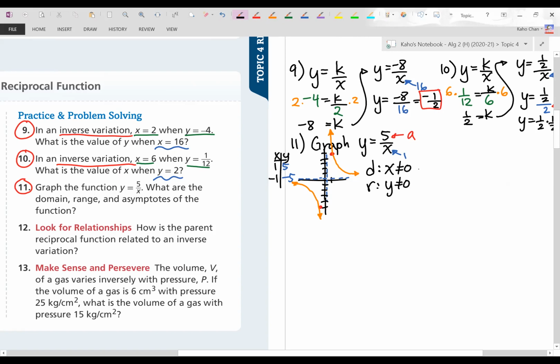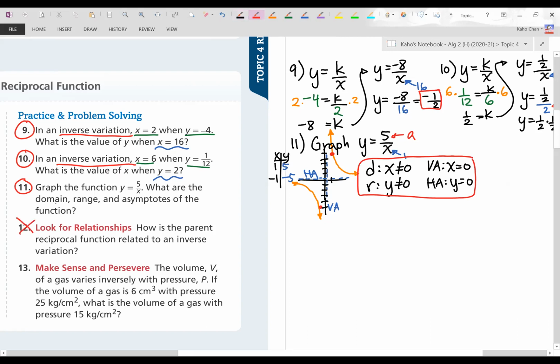Speaking of asymptotes, let's list those as well. There it is, vertical asymptote, VA, and horizontal asymptote, HA. And there they are, along with the graph itself. Yay! I am going to skip number 12.